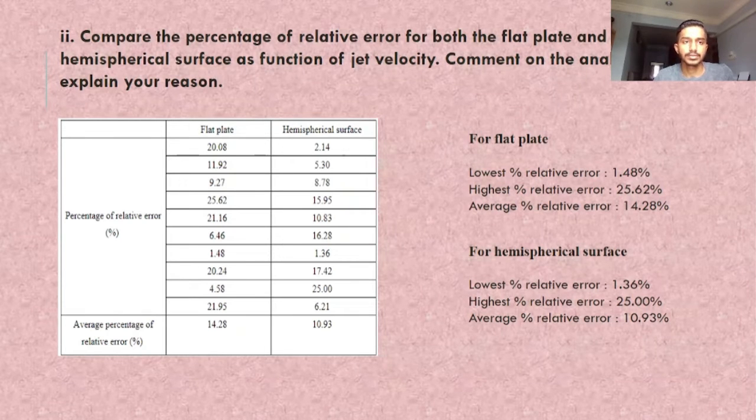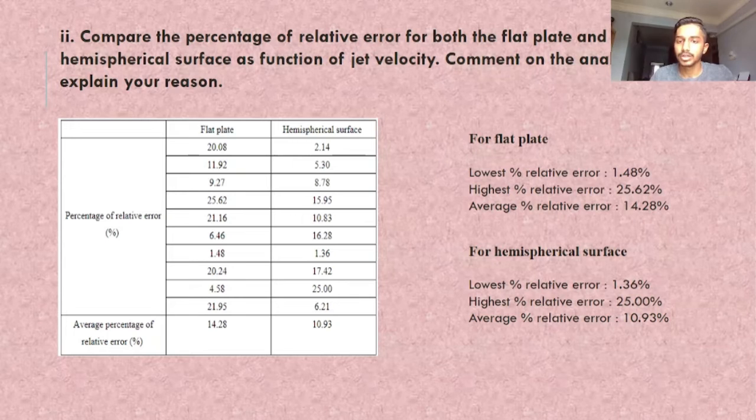So the question is, compare the percentage of relative error for both the flat plate and hemispherical surface as a function of jet velocity. Comment on the analysis and explain your reason. From the table we have obtained that for the flat plate the lowest percentage relative error is 1.48% and the highest one is 25.62%. By calculating overall, the average percentage relative error for the flat plate is 14.28%.